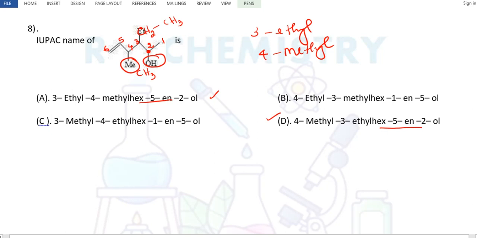According to alphabetical order, which comes first? E comes first. So it should be 3-ethyl, 4-methyl, hex-5-en-2-ol. Option number is A, right?